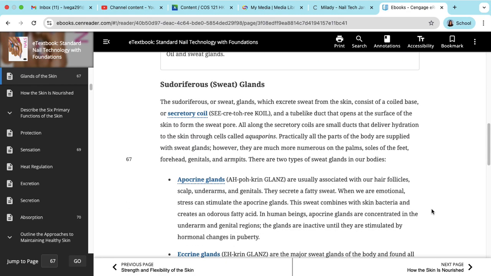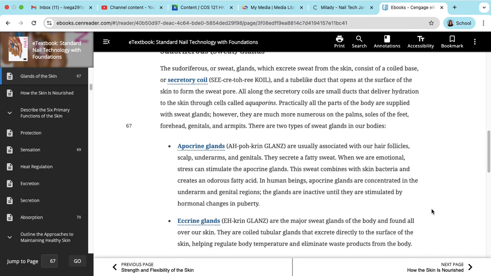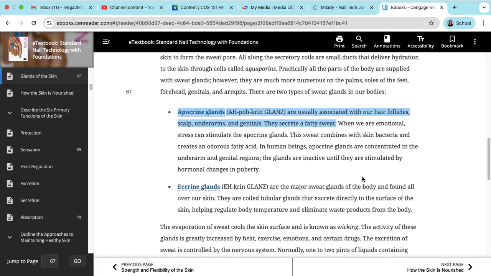In the sweat glands, we have two types, the apocrine and the eccrine. The apocrine is usually associated with our hair follicles, scalp, underarms, and genitals. They secrete fatty sweat. Eccrine glands are major sweat glands of the body and found all over the skin.